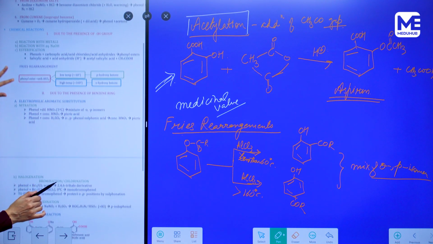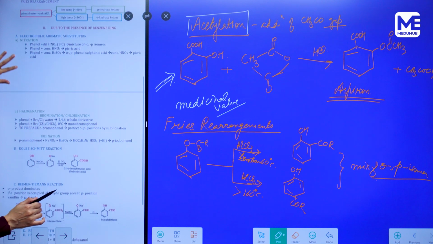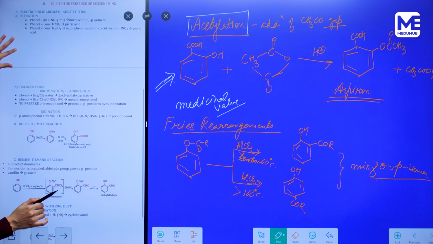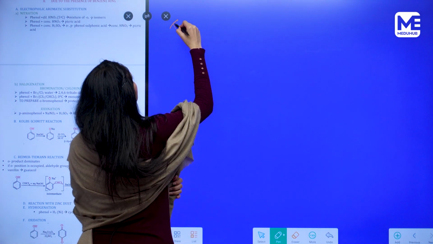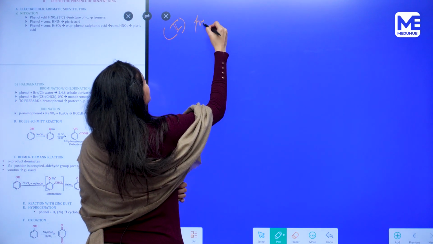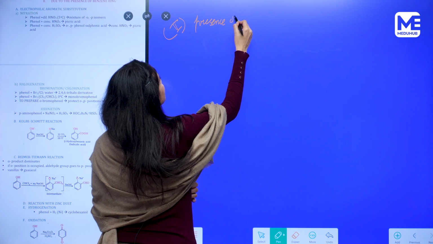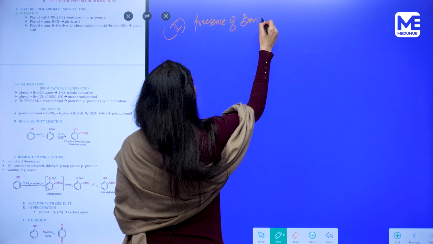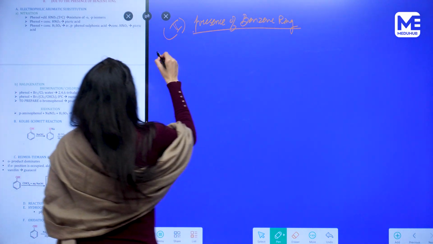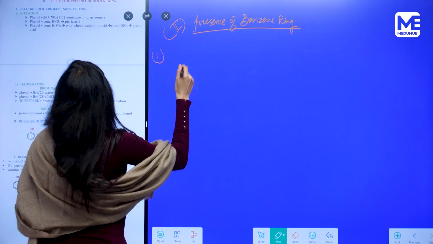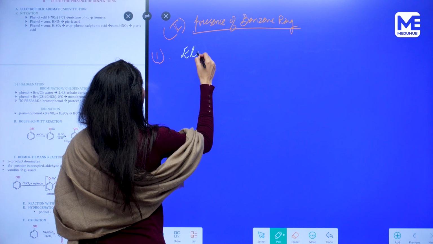Next are the reactions which are due to the presence of the benzene ring in phenols. Due to the presence of benzene ring. The first very important one is electrophilic substitution.